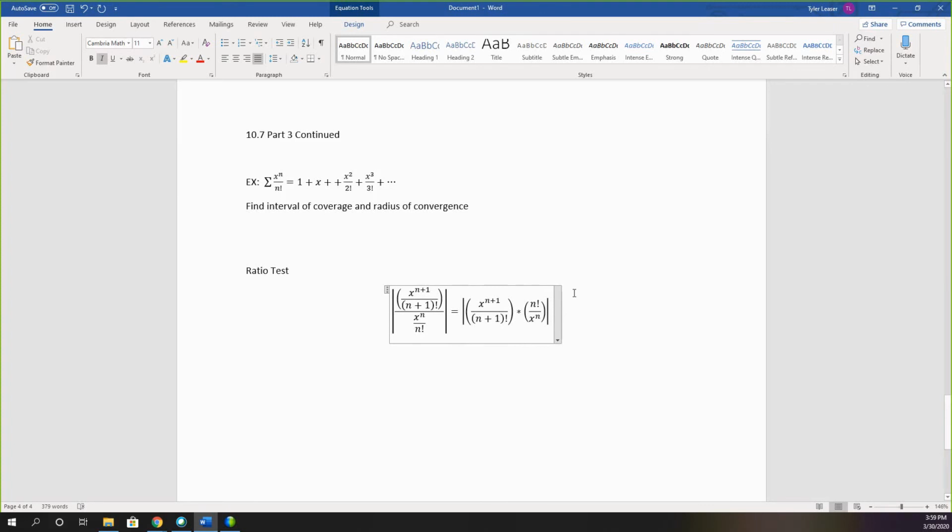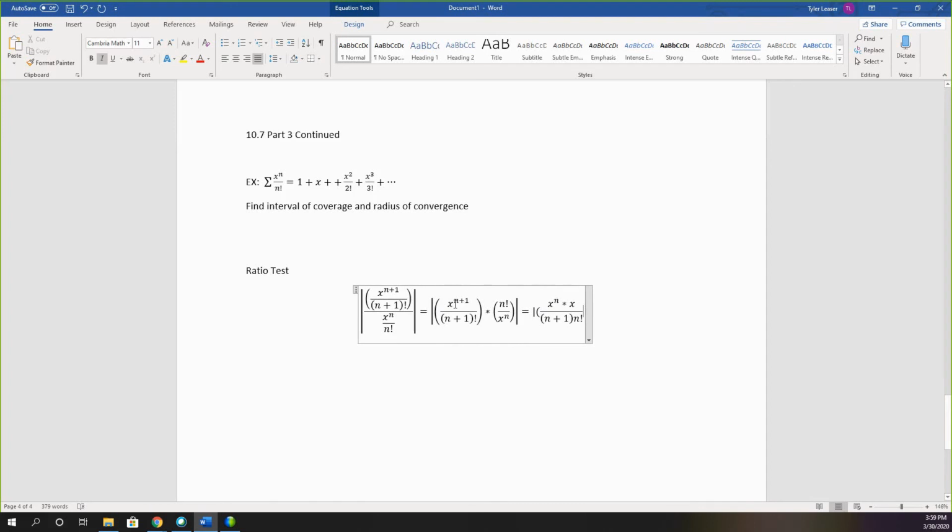We're going to use the same trick as the last example. This x to the n plus 1, I'm going to write as x to the n times x. My n plus 1 factorial, we've seen this before, but I'm going to write this as n plus 1 times n factorial. And as I write it out, I'll explain it a little bit. So my numerator is going to be x to the n times x. My denominator, I'm going to write as n plus 1 times n factorial.